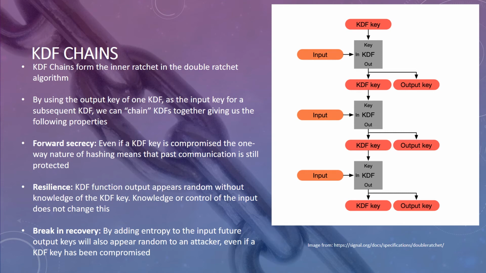This gives us the following cryptographic properties. Forward secrecy. Even if a KDF key is compromised, the one-way nature of hashing means that past communication is still protected. Resilience. KDF function output appears random without knowledge of the KDF key. Knowledge or control of the input does not change this. And break-in recovery. By adding entropy to the input, future output keys will also appear random to an attacker, even if a KDF key has been compromised.